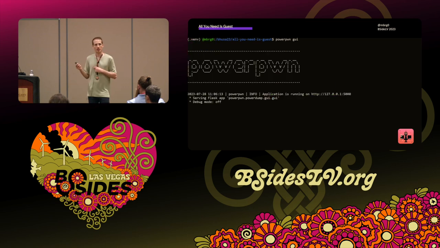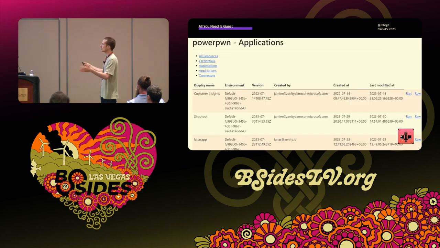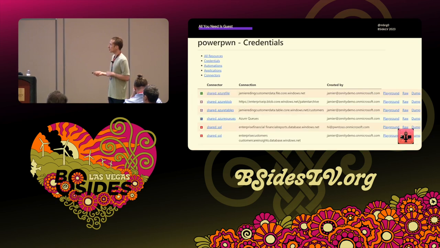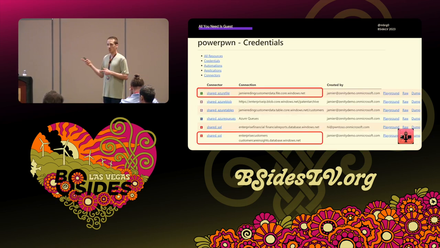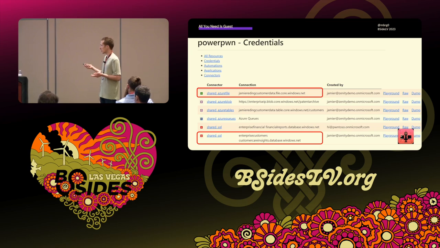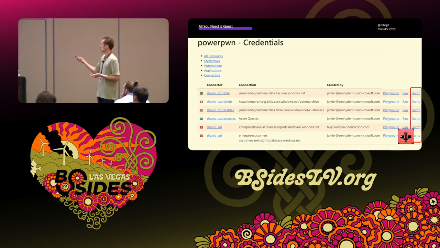I also have a nice little GUI for you to just use. And this GUI shows all of the different things that I was able to find in this tenant. You can see that there are credentials, automations, and applications. Applications, you can go into those applications and see what they have. Automations, you can actually run those automations. Okay, then those automations can do a whole bunch of different things. Clicking on credentials would show you the credentials we saw earlier in this talk. So these are available here. And so the first thing you can do is go to dump.